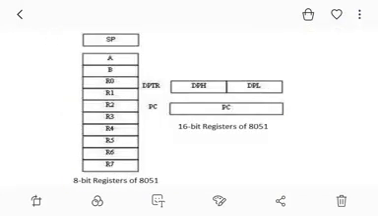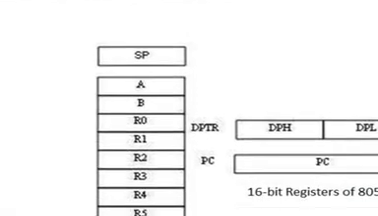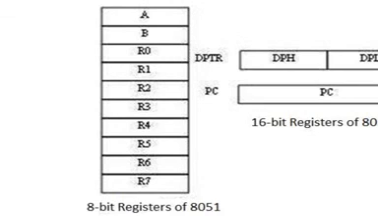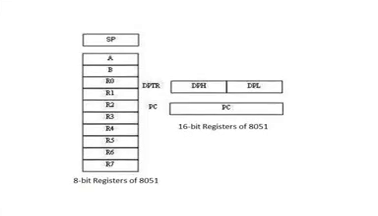See, these are two 16-bit registers and these are 8-bit registers. This is the stack pointer, A accumulator, then B register, and we'll also see what these are. These are also registers R0, R1, R2, 3, 4, 5, 6 and 7. When we talk about memories, we'll see this.